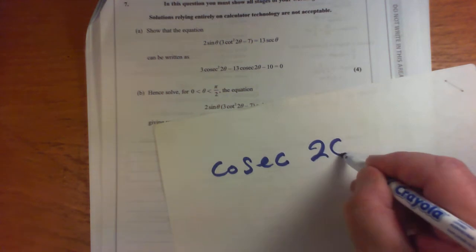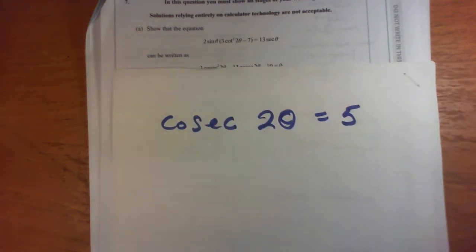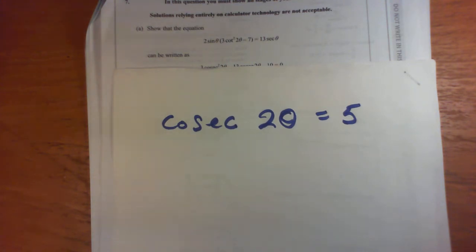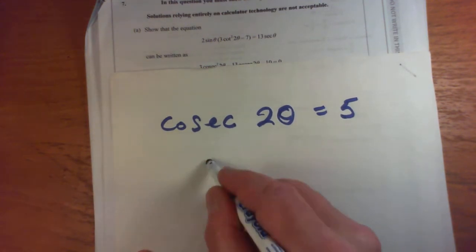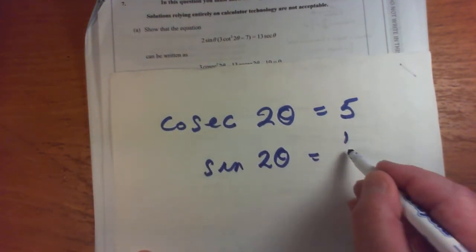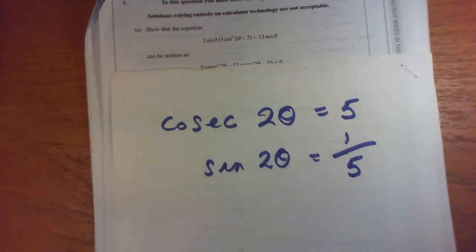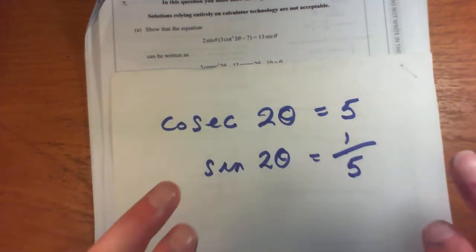Now, the second bit asks you to solve that. So really, you're solving a straightforward quadratic equation, and you end up, for example, with cosec 2 theta equals 5. Again, this might seem fairly basic to a lot of people, but this is where people did slip up. First off, it's cosec 2 theta. Now, how do you go from here? Well, you just say sine 2 theta equals 1 over 5. You just flip it over.